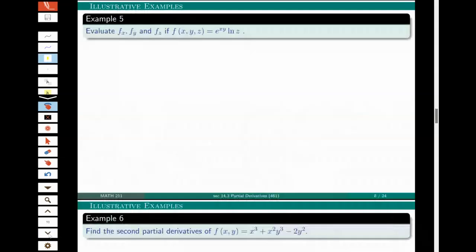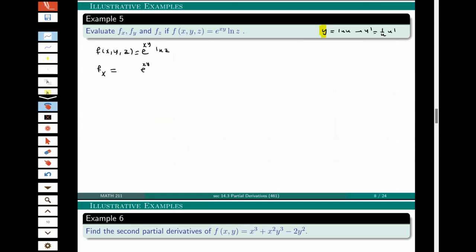Okay, let's continue. Here we need f sub x. Remember, when we have ln y from Calculus 1, we said when we have ln of u, the derivative is 1 over u times u prime. So if we have f of x, y, z equals e to the power xy times ln z, then f sub x will be, now x is the only variable, so the derivative of e is itself.